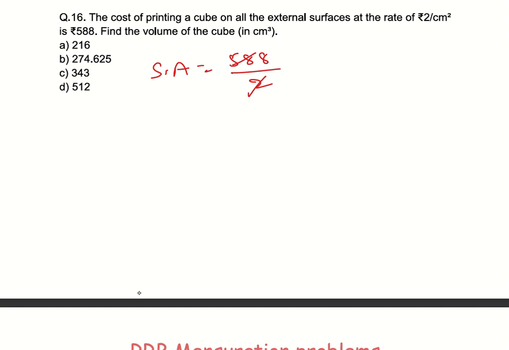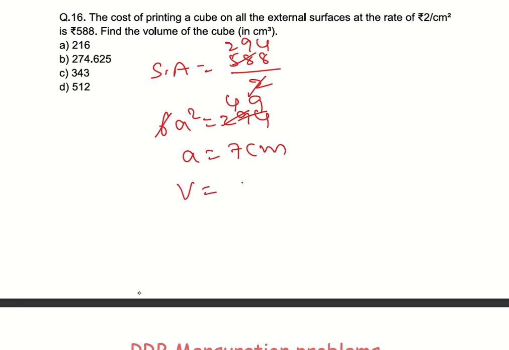We'll get, 2 nines are 18, 2 fours are 8, 294. So surface area formula is 6a square equals 294. 6 ones are 6, 6 fours are 24, 9s, then a is equal to 7 centimeters. So a is 7 centimeters, then volume is equal to 7 cube. It is 343. C is our answer.